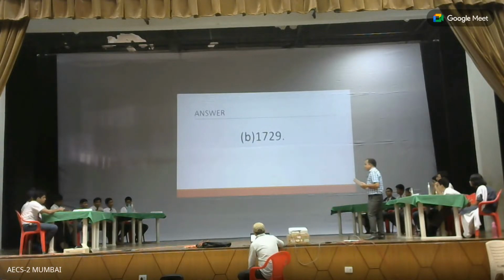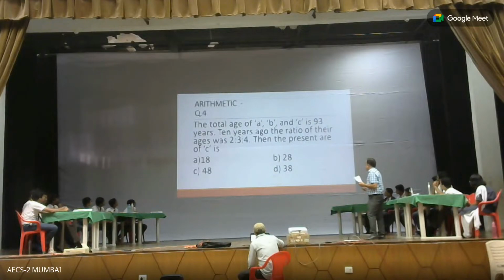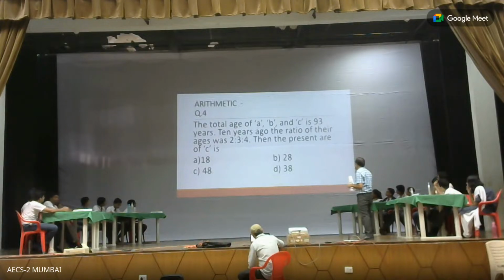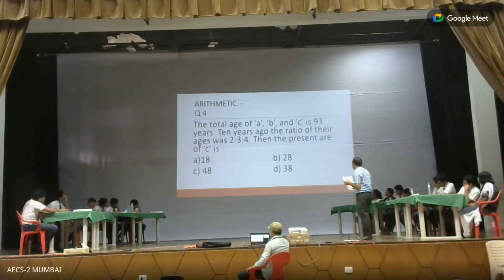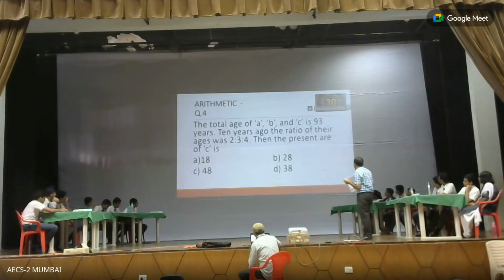Very nice, Team Bhaskaracharya. And the fourth question of the arithmetic round goes to Team Ramanujam. Check your mic, and I hope you are ready. Sir, can we have the question? Ramanujam, for you it is. The total age of A, B and C is 93 years. 10 years ago, the ratio of their ages was 2:3:4. Then the present age of C is, and options are 18, 28, 48, 38. And your time begins now.